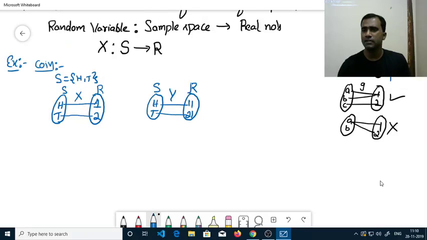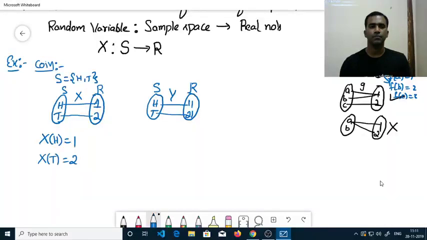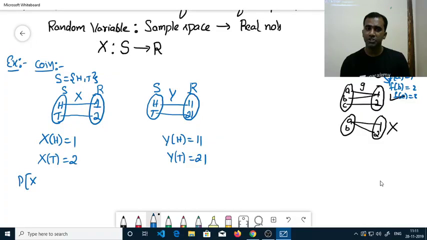It is f of a is equal to 1, f of b is equal to 2, similarly for t. Similarly here, if you want to write, y of h is equal to 1; y is a random variable which is a function of the sample space. So if you substitute one of the sample space elements as input, the random variable value will be 1. Similarly y of tail is equal to 2. Now if I ask you, what is the probability that the random variable takes the values 1 and 2 here? So what is the probability that x equal to 1?